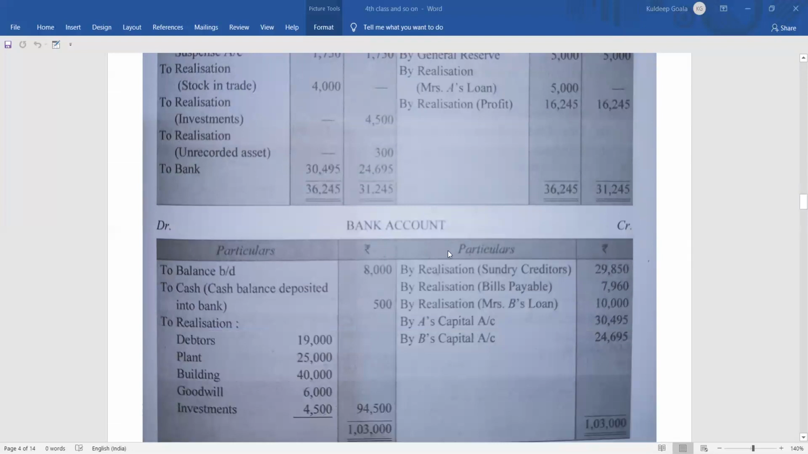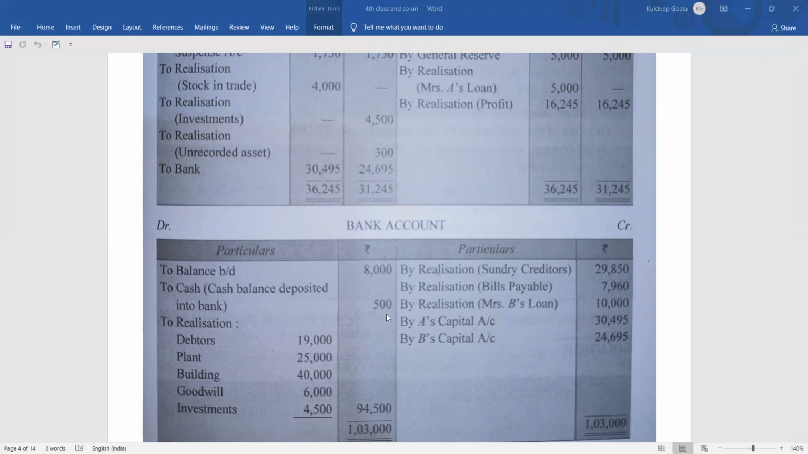Bank account will prepare two balance brought down 8,000. Okay, two balance brought down 8,000, and the journal entry for the cash, that is bank account debit to cash. So to cash you can see 500 is there. Okay, to cash 500, right? Cash came here 500 rupees.